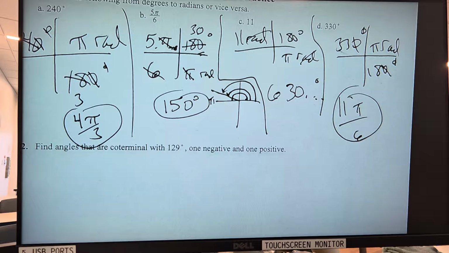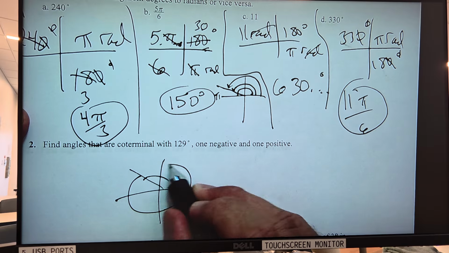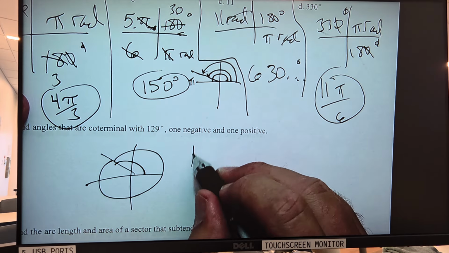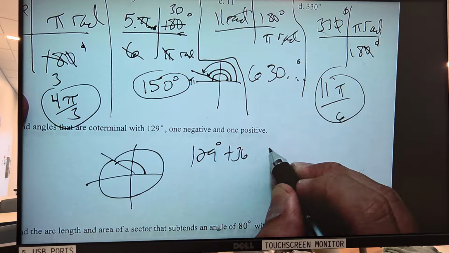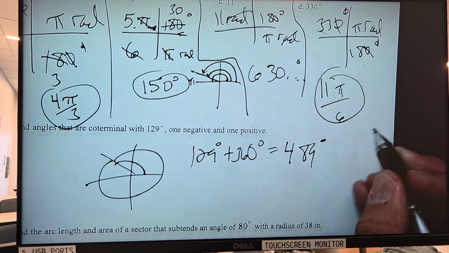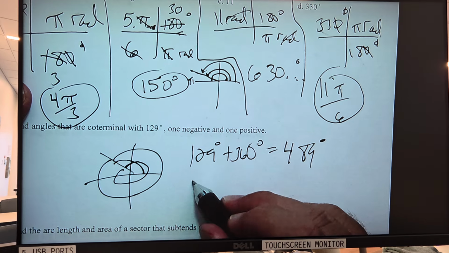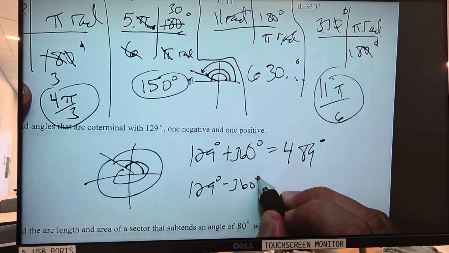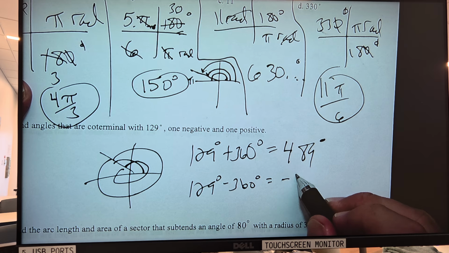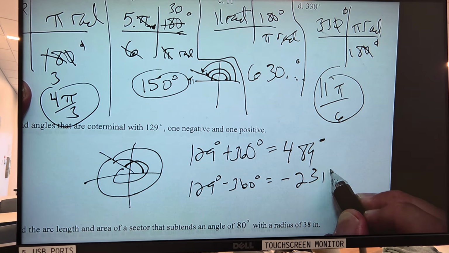So how do I get a positive coterminal angle? I take 129 and I just keep going another 360, yes? So 129 plus 360 degrees is 489 degrees. And then if I want a negative coterminal angle, I just go to 129 and then I go backwards 360 degrees. So what is that? 231 degrees. Okay.